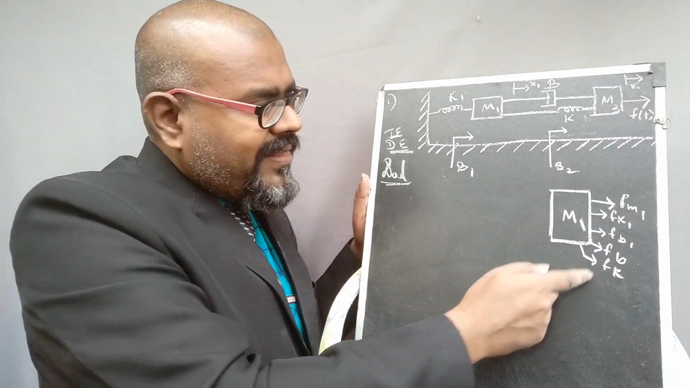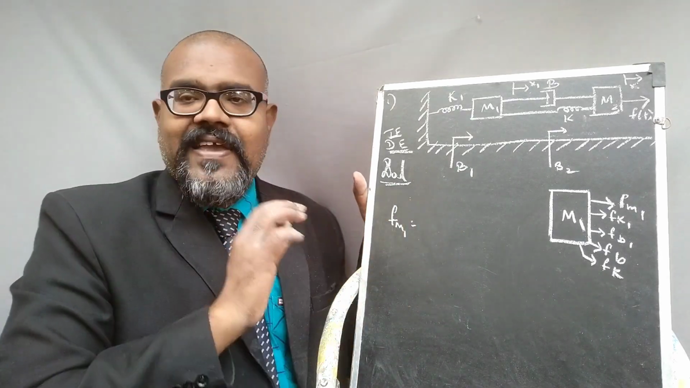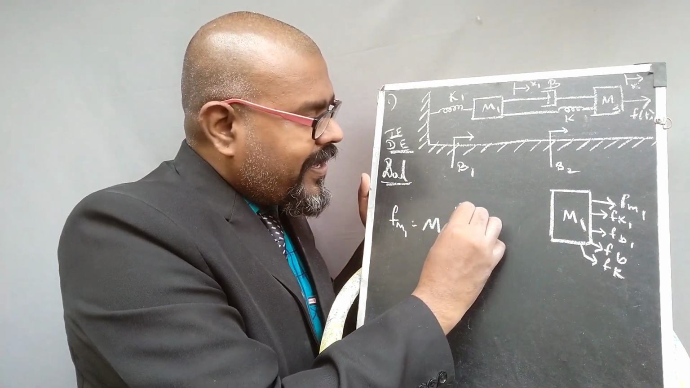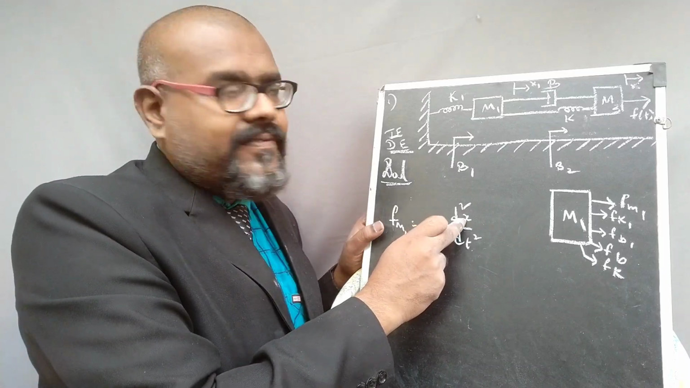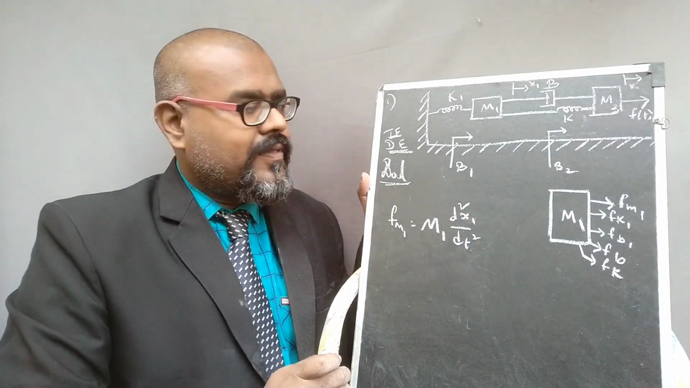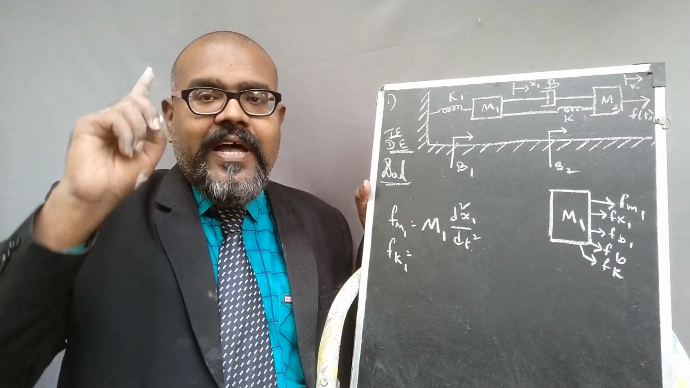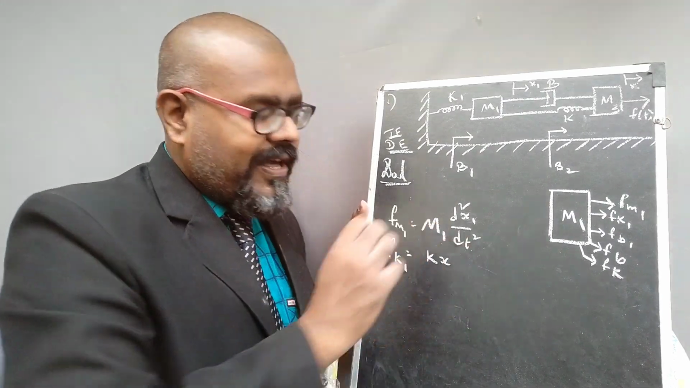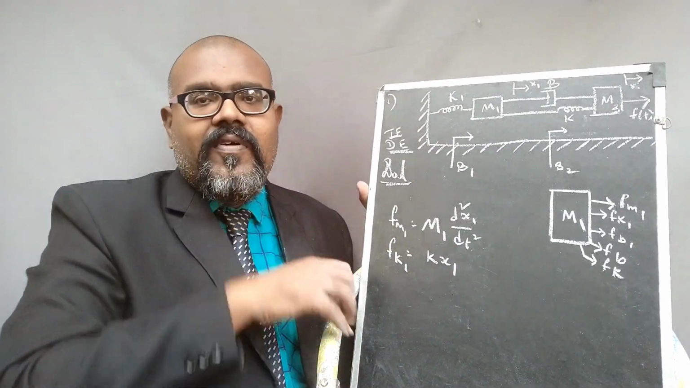What we are going to do is use the formulas we discussed in the previous class. For Fm1, the formula is the force balance equation, M1 into d squared x divided by dt squared, but here the displacement is x1, so we need to put x1. Hope you understand. Then come to Fk1. In the formula the spring force is K times the displacement, Kx, but here the displacement is x1, so we put x1 here.